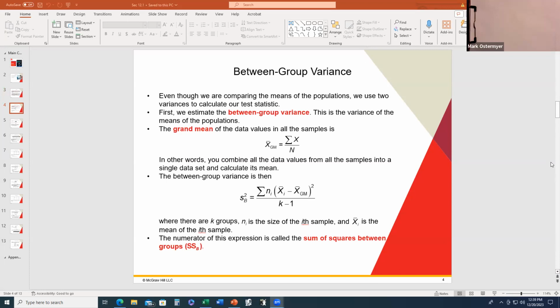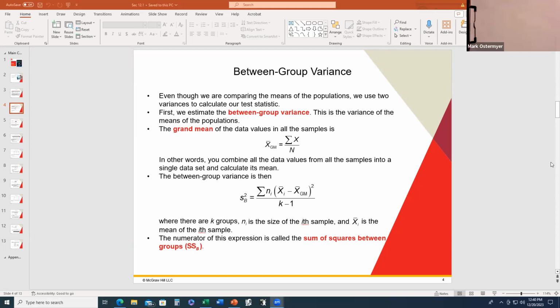So what we're going to be doing is comparing essentially the variance between groups or factors versus the amount of variation or variance that exists within groups or factors. The between group variance, which is the variance of the means of all the populations, can be computed using the formula down below. Notice we have a grand mean of all the data that cuts across all the different populations or samples. Then we can compute the amount of variance that exists between the different populations or samples. This would be the formula that you'd want to use here.